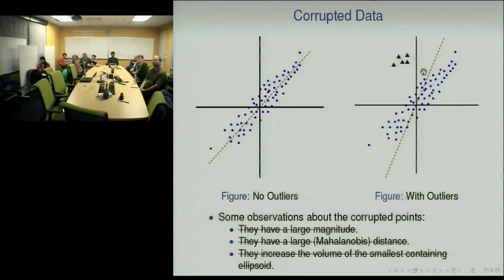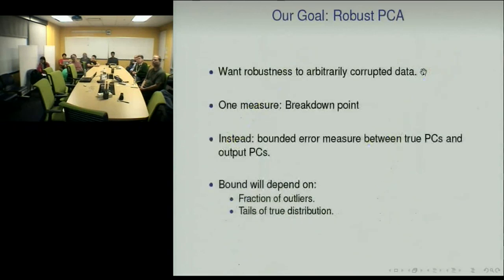But in high dimension, none of this is going to work, as I'll shortly convince you. Outliers do not need to have large magnitudes; they can have small distance, and in fact, the volume of the smallest container ellipsoid is 0. So you're not going to change anything there. Our goal is to gain robustness to arbitrary corrupt data, and I'll show them all shortly.